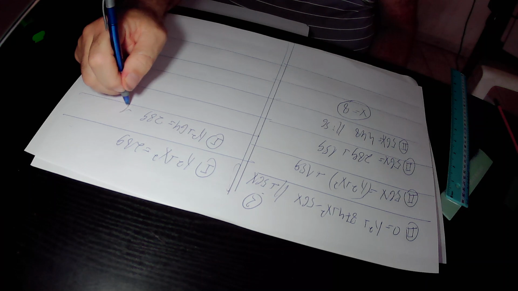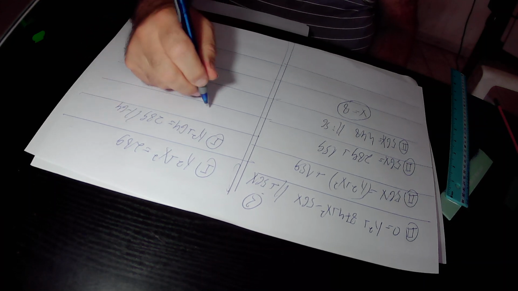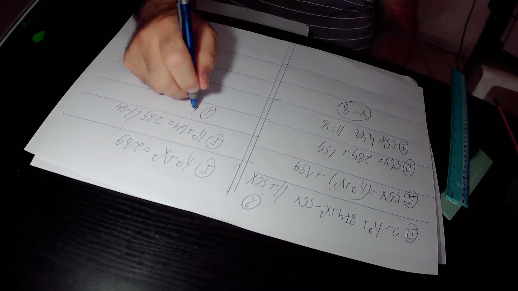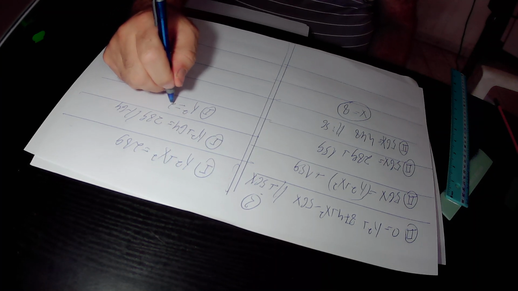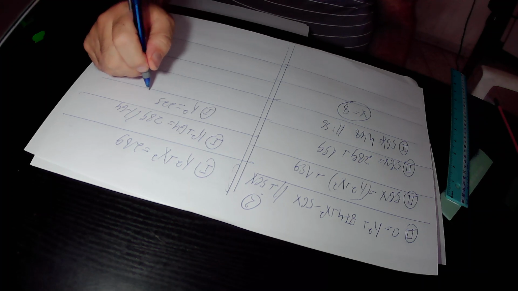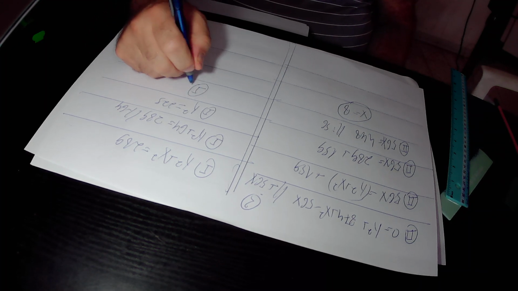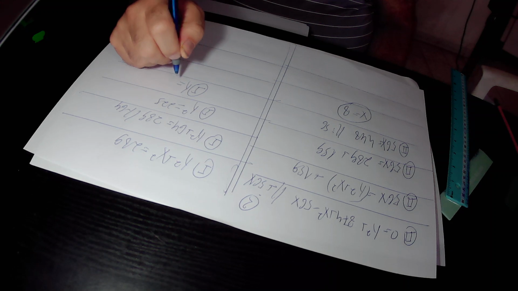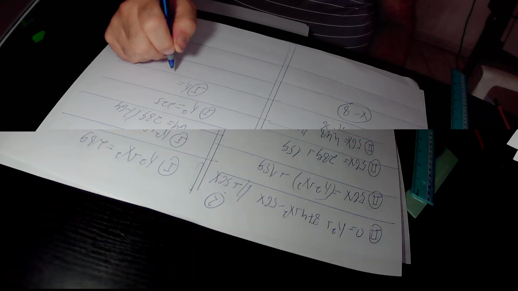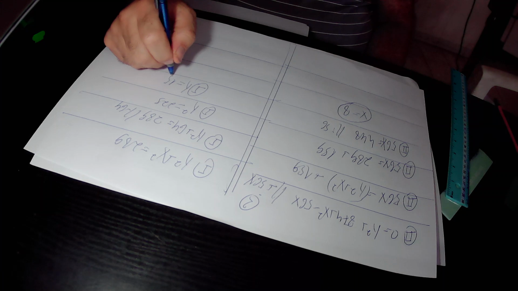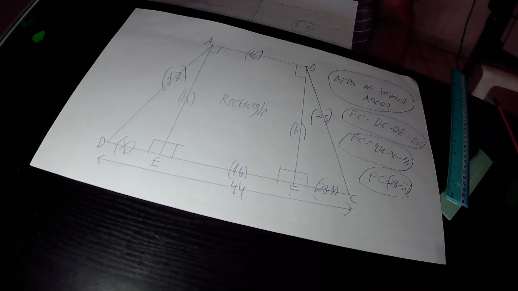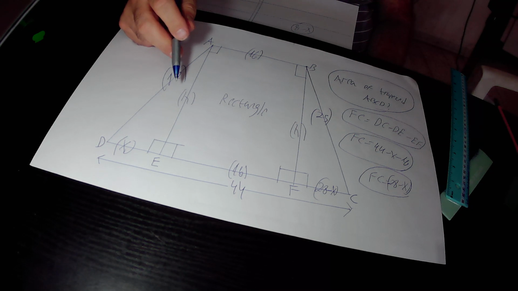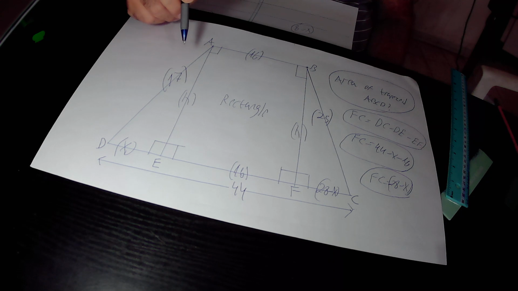Here we subtract 64 from this equation 1. And finally we get that according to this equation 1, h squared equals 289 minus 64, that is 225. Here we take a root out of this equation and finally get that h is equal to the square root of 225, that is 15. So we found out that the height h of this trapezoid ABCD is equal to 15 units in its length.